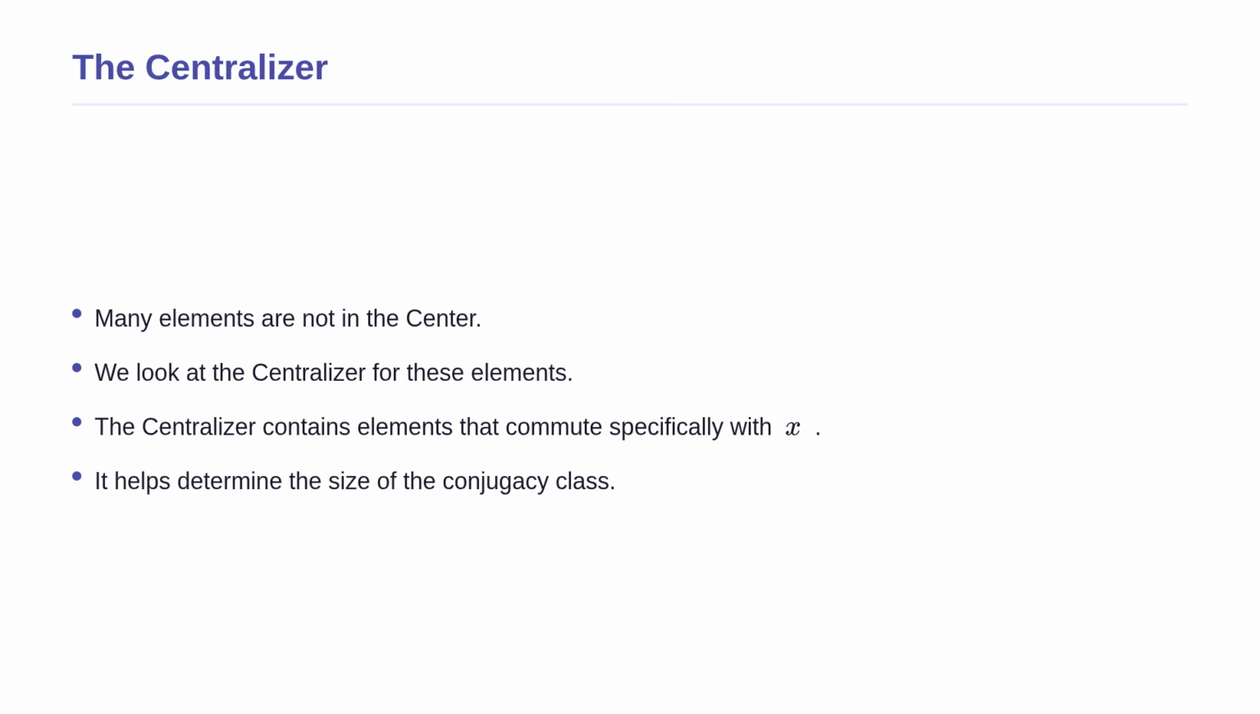But what about the elements that are not in the center? For any element X that only hangs out with a specific clique, we look at its centralizer. The centralizer is the subgroup of elements that commute specifically with that one element X rather than with the whole group. By understanding how many elements commute with X, we can figure out exactly how large its specific conjugacy class or clique is. This is a crucial step in mapping out the group's entire structure.